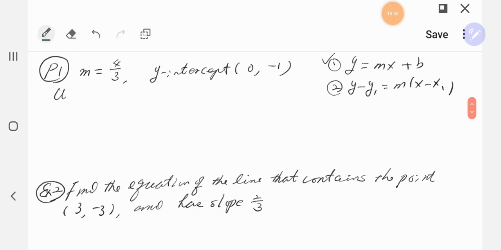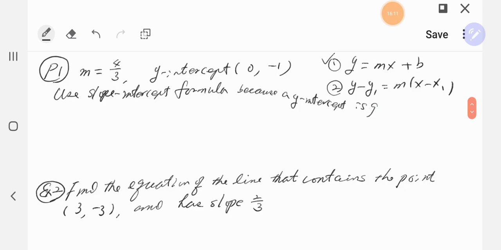Use the slope-intercept formula, because the y-intercept is given, right? Y-intercept is given, use the slope-intercept formula.